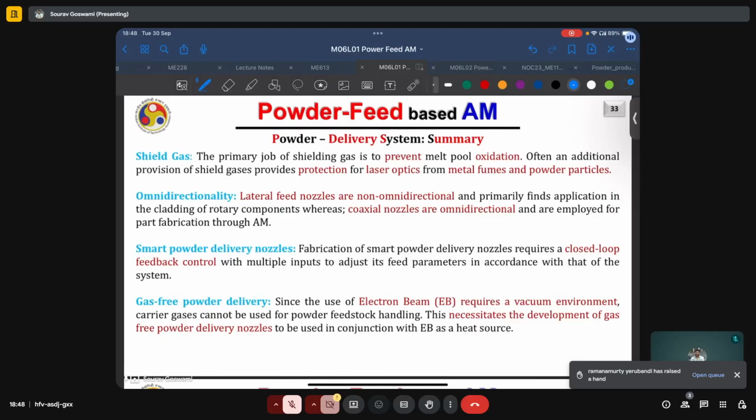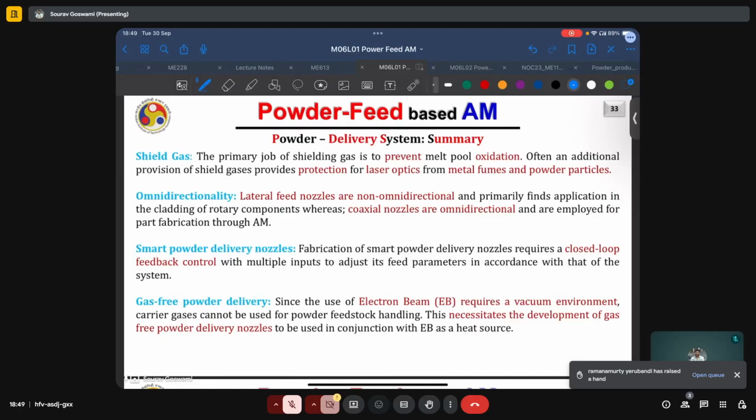The aspect of omnidirectionality is also addressed, where lateral feed nozzles are typically non-omnidirectional and primarily find application only in the cladding of rotary components, whereas coaxial nozzles tend to be omnidirectional and can be employed for part fabrication through additive manufacturing. There can also be closed loop feedback control of these powder delivery nozzles, and they are called smart powder delivery nozzles, with multiple inputs to adjust the feed parameters in accordance with the desired levels of the system during the print, a form of online monitoring.